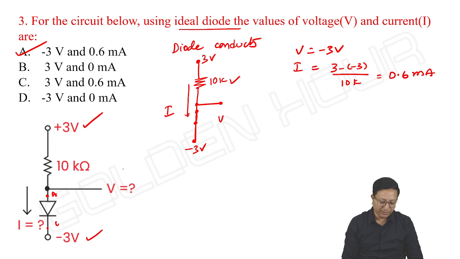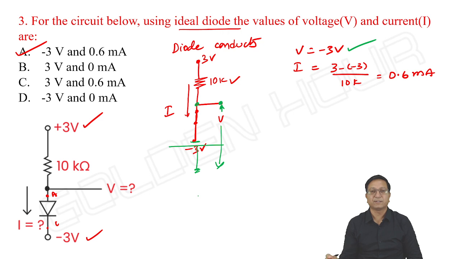Okay. If you have any doubt, you can just see the things like this. It is minus 3, what does it mean? It's the negative terminal, and positive is going to ground. Here the voltage is mentioned as V, which means V is the voltage at this point with respect to ground. How much is the voltage at this point with respect to ground? Minus 3 volts only. Okay, that's it.